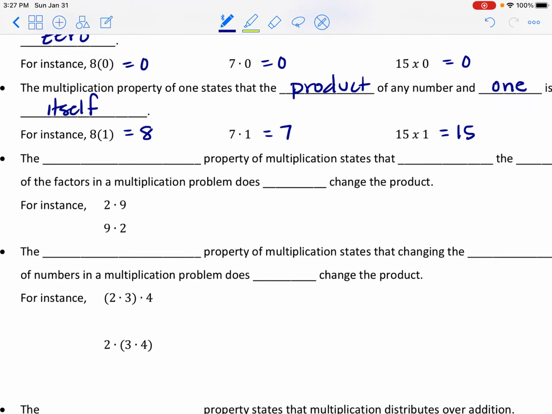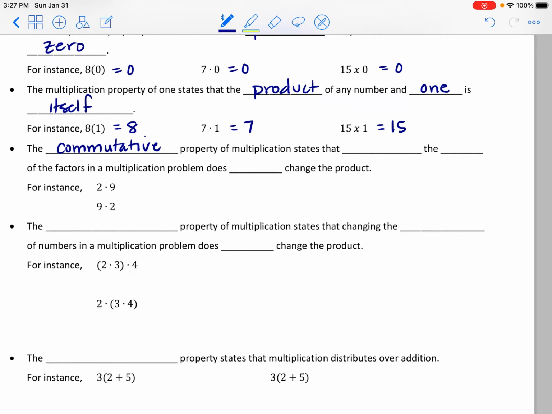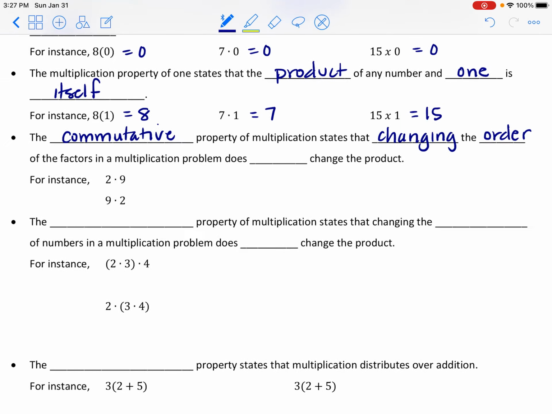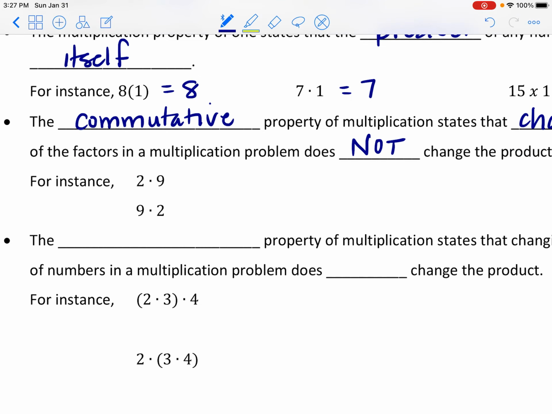Okay, and the next couple of properties are not as intuitive as the first couple. They do help us, again, as we go further into some algebra, but they are also good to know because they occur in other operations. The first one we're going to talk about here is called the commutative property. The commutative property of multiplication basically states that changing the order of the factors in our multiplication problem does not change the answer. It does not actually change the product. So, for example, if I multiplied 2 times 9, I would have 18.